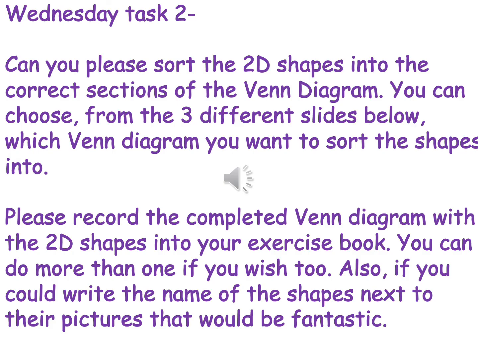So your second task is, again, you've got some slides: mild, spicy, hot. Choose which slide you'd like to work from. You are going to be sorting the 2D shapes into the Venn diagram, and you need to decide how they're going to be sorted. There might be some help, some prompts about some criteria that could help you.